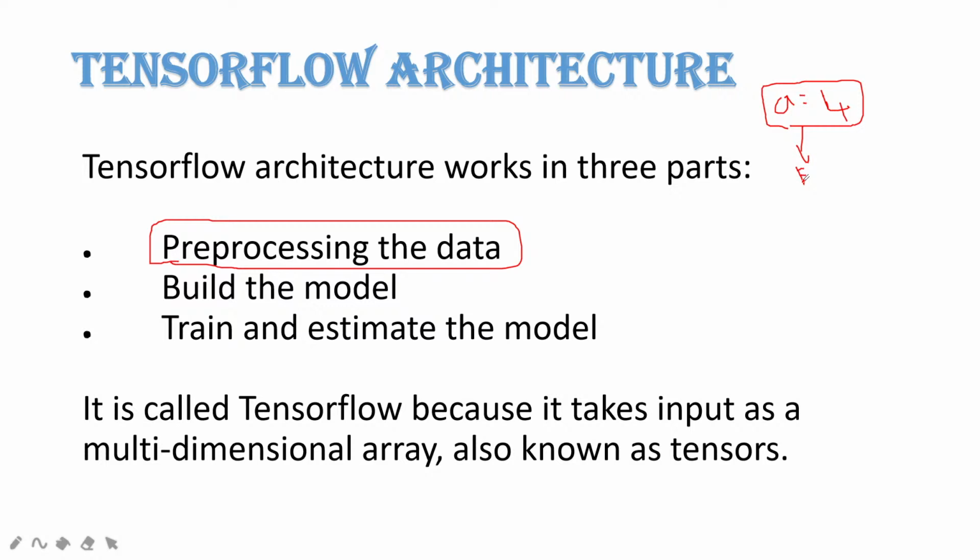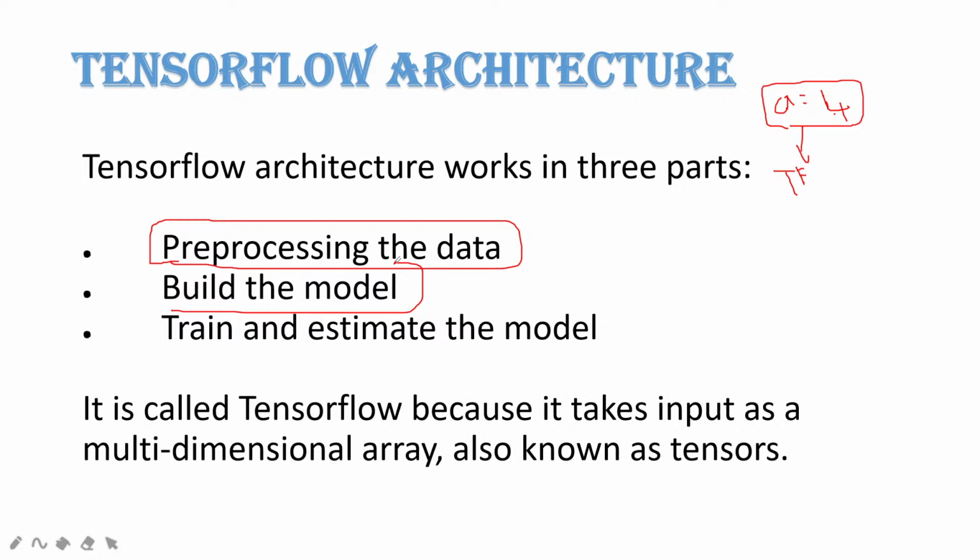If you want to assign 4 to the variable name a in TensorFlow, you need to use some keywords like placeholders, and then the data type you are assigning. I will tell you how to do those things, but you need to know that this is pre-processing the data.